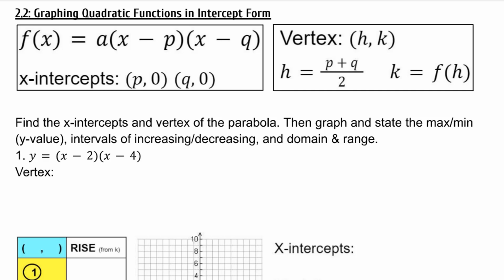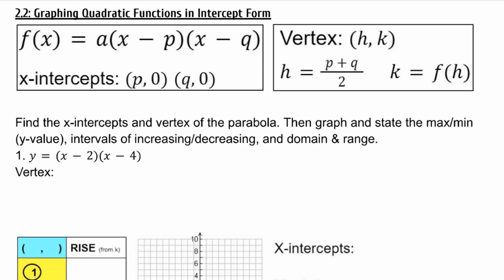There are three forms for quadratics: vertex form, intercept form, and standard form. Today we're going to talk about intercept form. Intercept form is a factored version of your quadratic equation, meaning it's going to give you a product. It's called intercept form because it's easy to recognize your intercepts directly when looking at the equation.